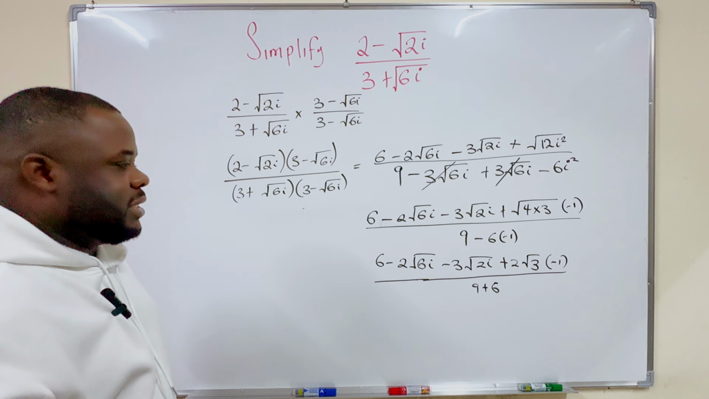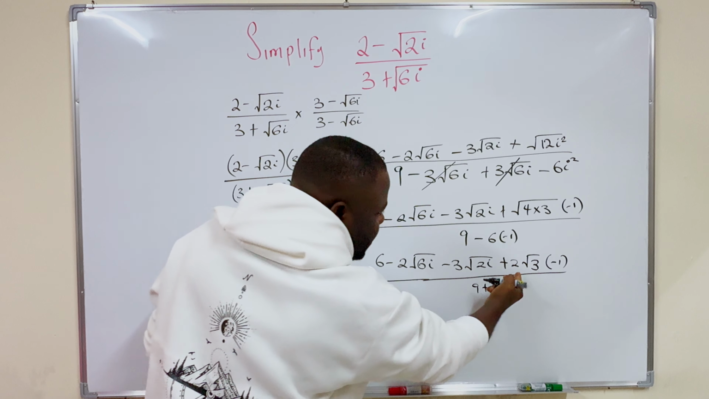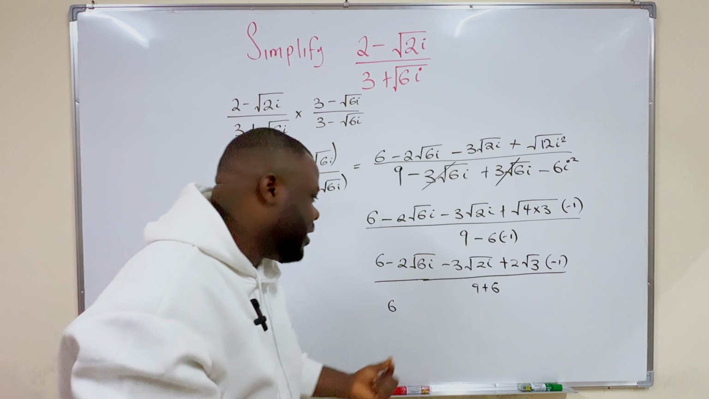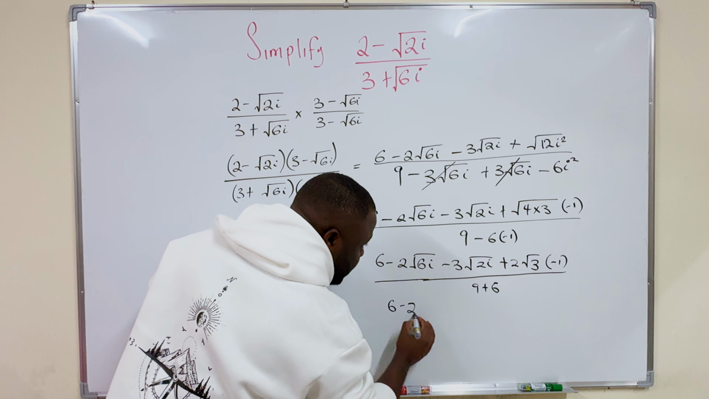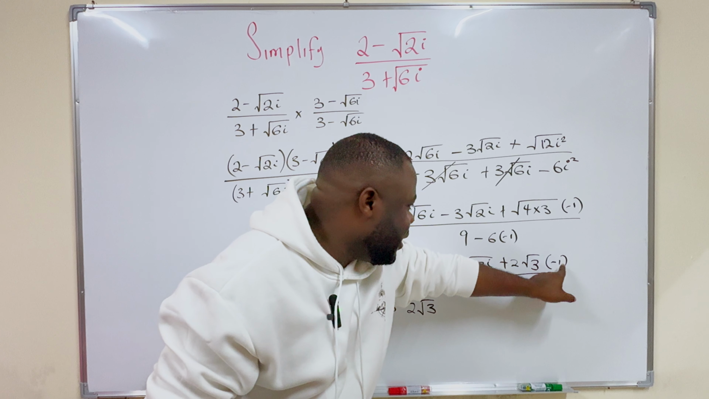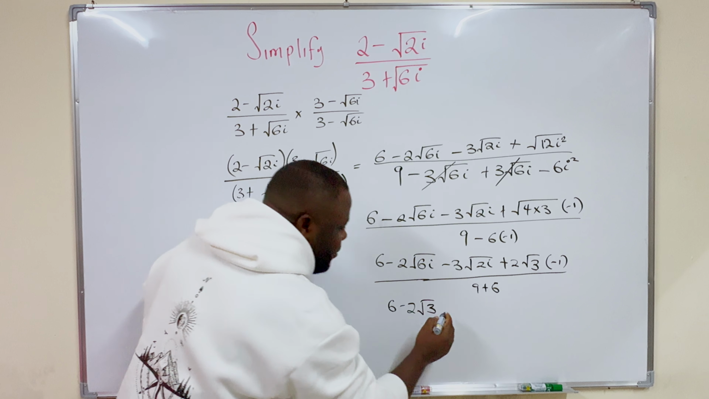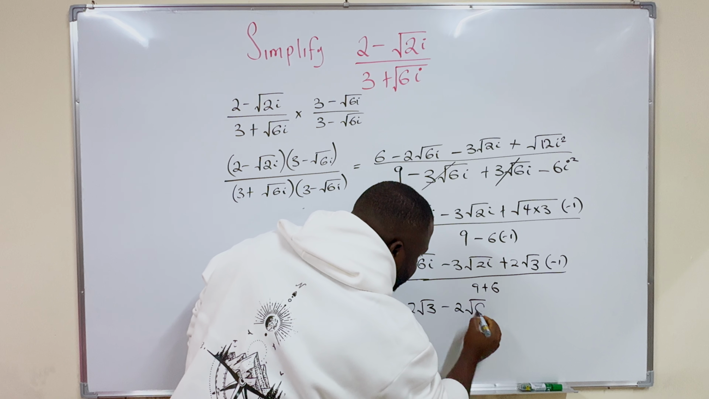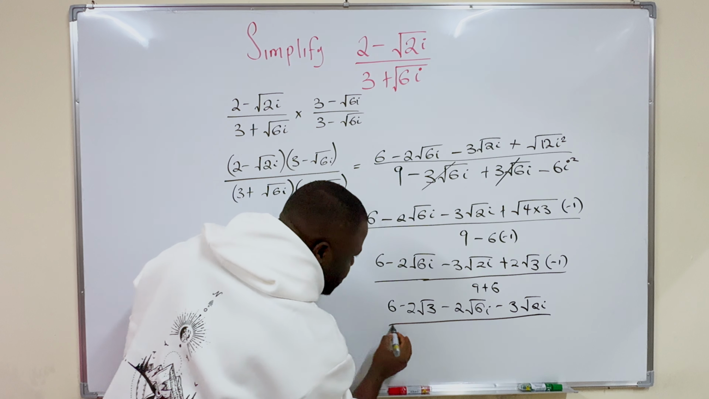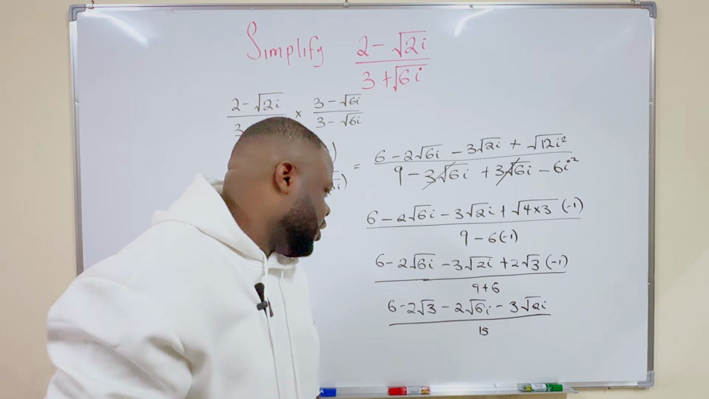So now let's continue. We have 6. These are real numbers, not imaginary, so we can bring them forward. So we have negative 2 square root of 3. Why do we have negative 2? Because we have negative 1 multiplied by this term, which gives you negative 2. Then you have negative 2 square root of 6i minus 3 square root of 2i, over 15. All right. So that is basically your answer.